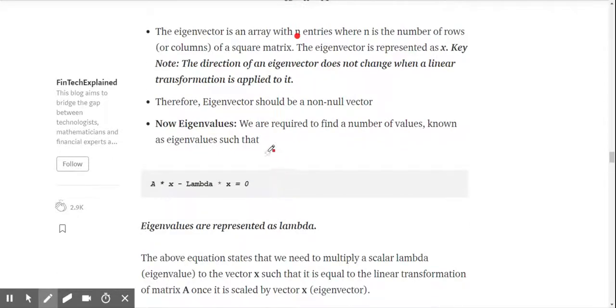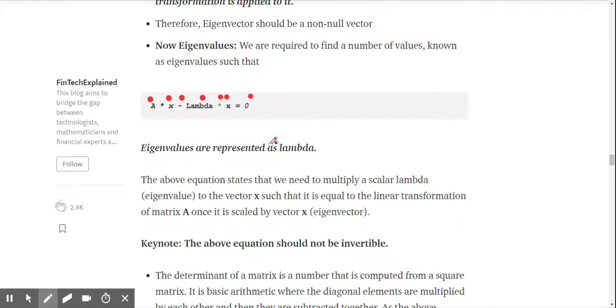Now, eigenvalues. We are required to find a number of values known as eigenvalues such that A times x minus lambda times x equals 0, x being the vector. Because that sort of seems to imply that A equals lambda, right? Kind of.